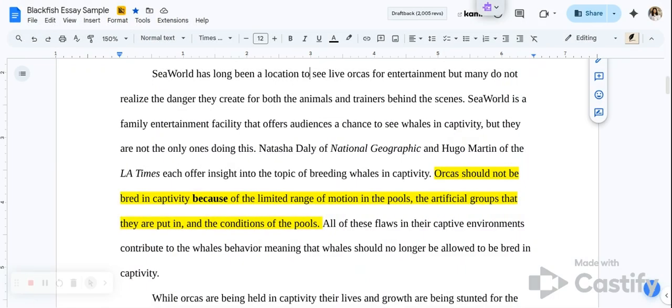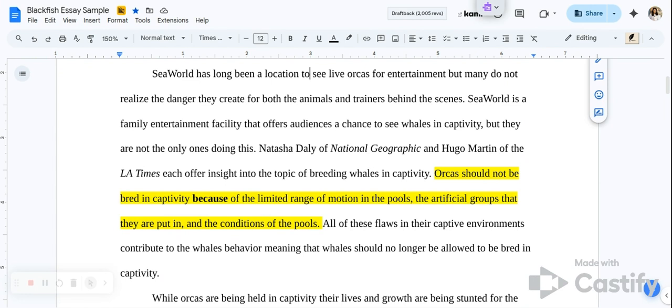I want to be direct in my wording. So orcas should not be bred in captivity, and then because of a limited range of motion in the pools, the artificial groups that they are put in, and the conditions of the pools. So these are going to be my 3 reasons. You'll notice as we continue on in the paper that those 3 reasons are illuminated throughout the body paragraphs. They should be showing up in that same organization.